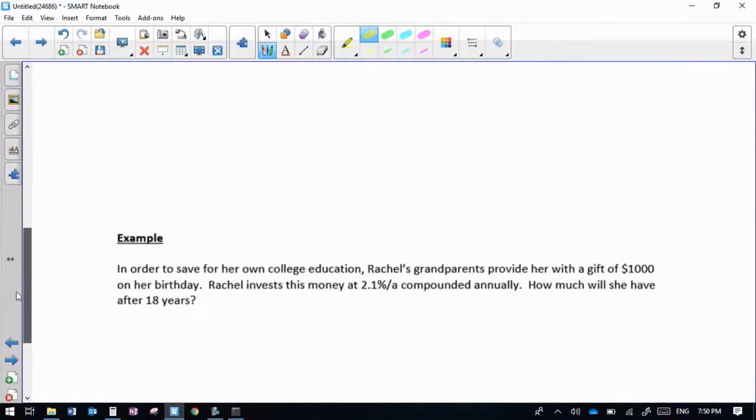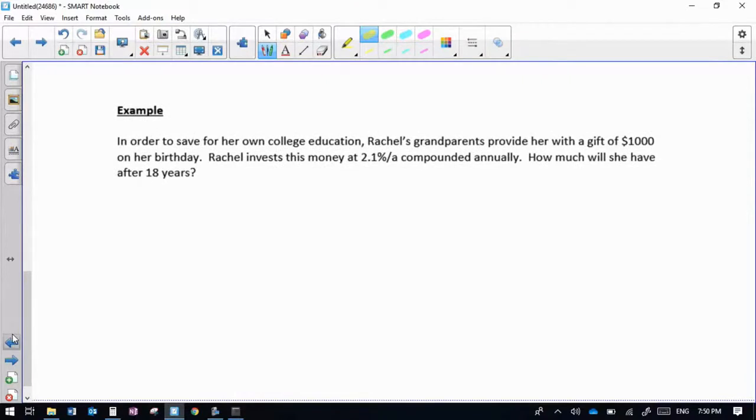Here's a simpler example. In order to save for her own college education, Rachel's grandparents provided her with a gift of $1,000 on her birthday. Rachel invests that money at 2.1% compounded annually. How much will she have after 18 years?